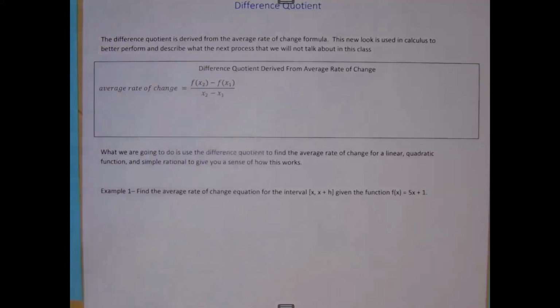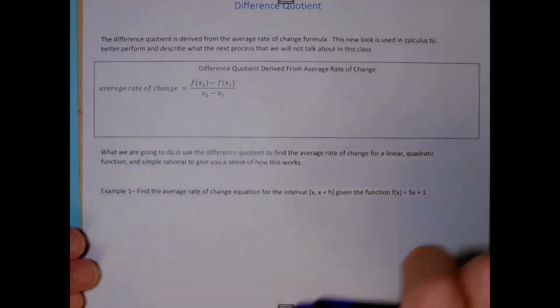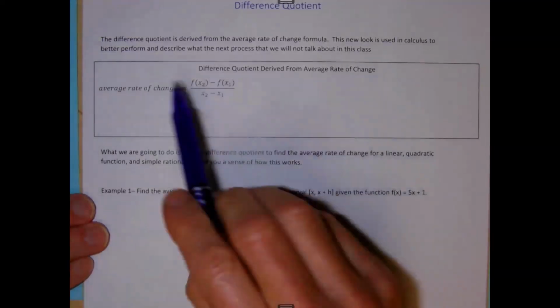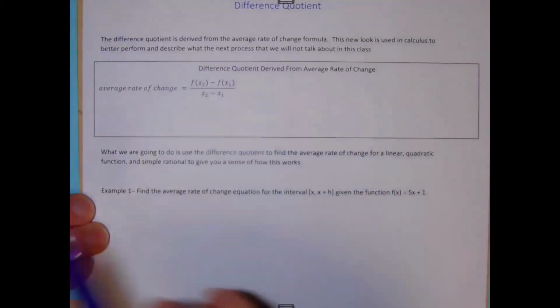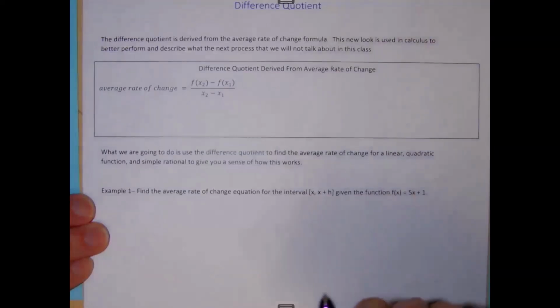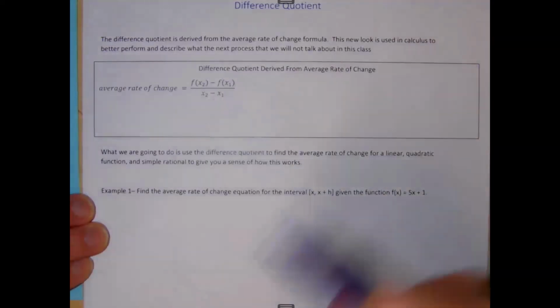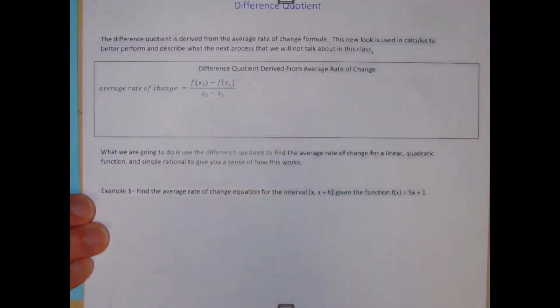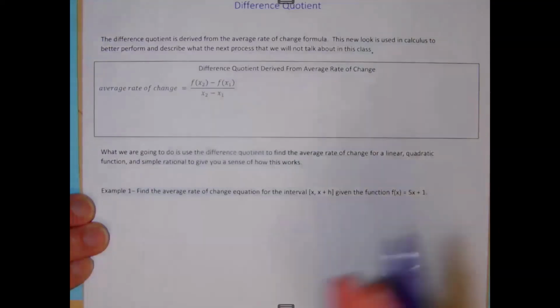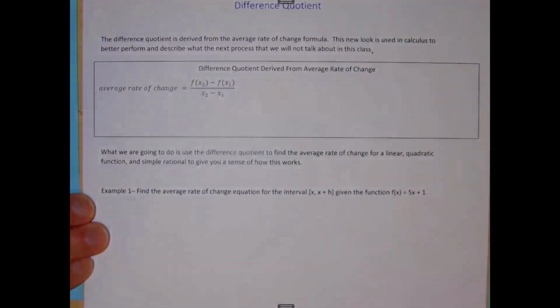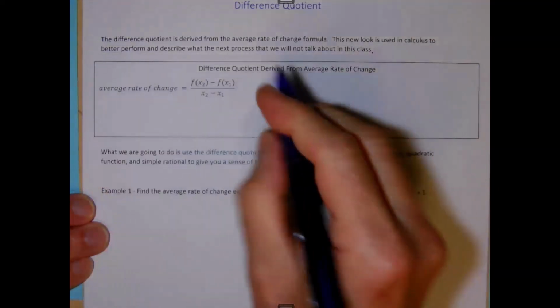We're going to look now at the difference quotient, which really is the average rate of change restated. The difference quotient is derived from the average rate of change formula. This new look is using calculus to better perform and describe the next process, which we will not talk about in this class. There's a process that is undertaken in calculus, and that's the reason for doing this.